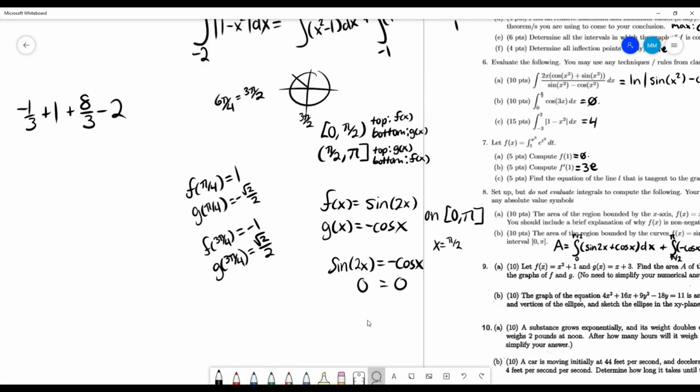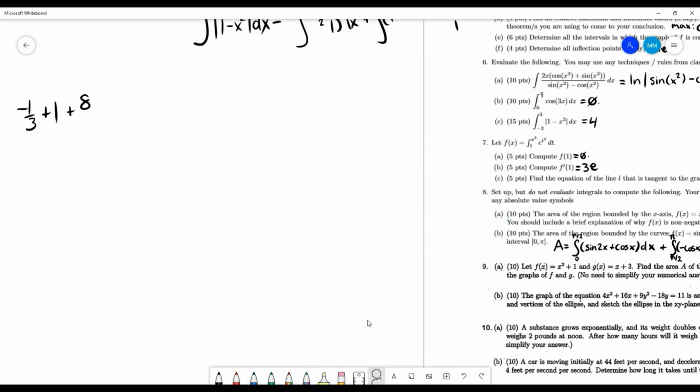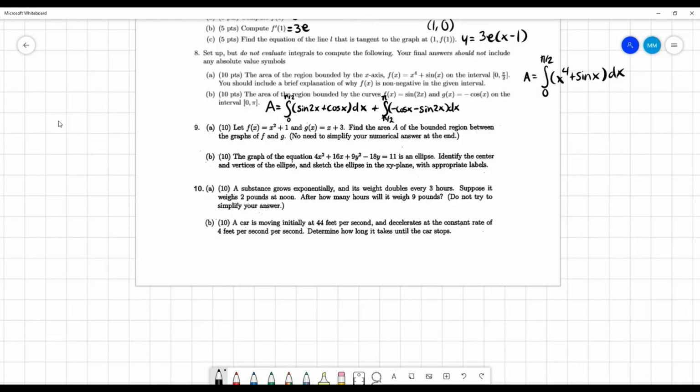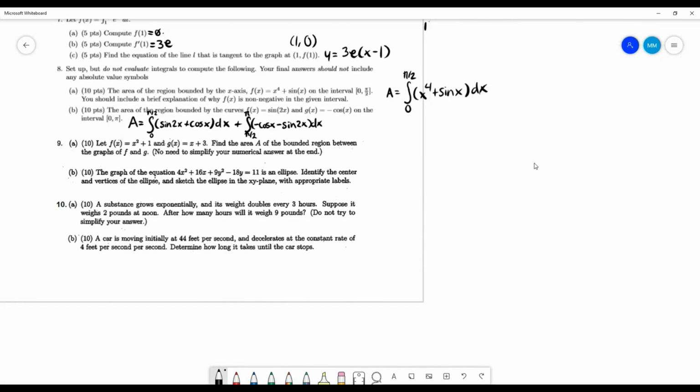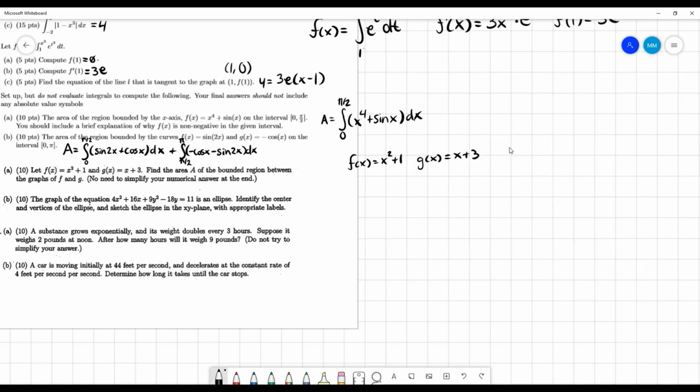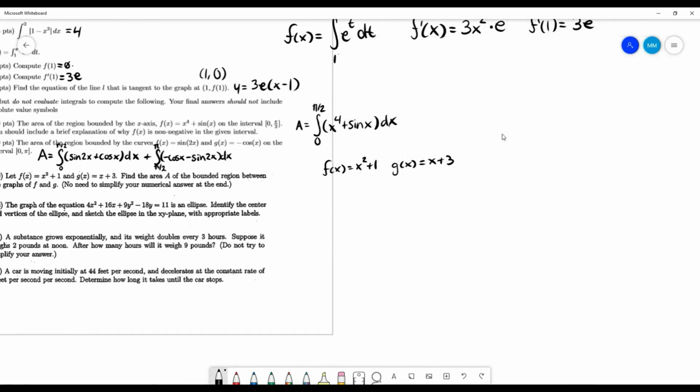Okay, now that is all the questions that were actually on this past final exam. But again, I did add just a few extras to go over just so we can get a really thorough review. So number 9a says let f of x equal x squared plus 1 and g of x equals x plus 3. We want to find the area of the bounded region between these graphs. Luckily we don't need to simplify, but we do need to evaluate it, I think, because they want a numerical answer.